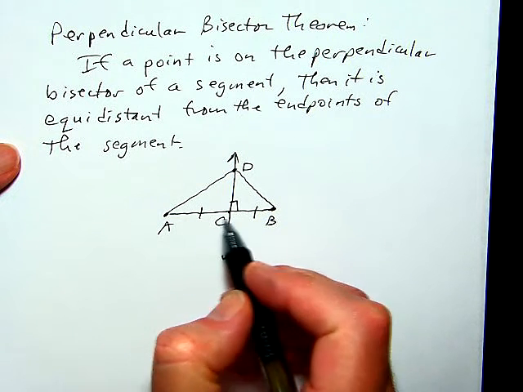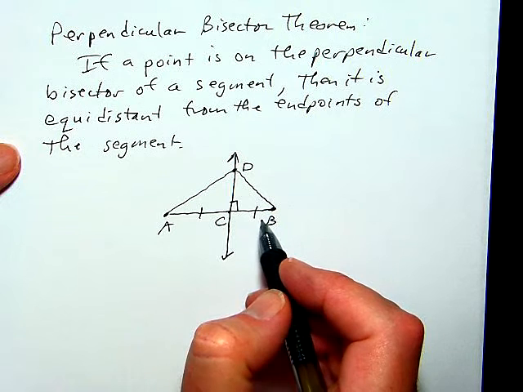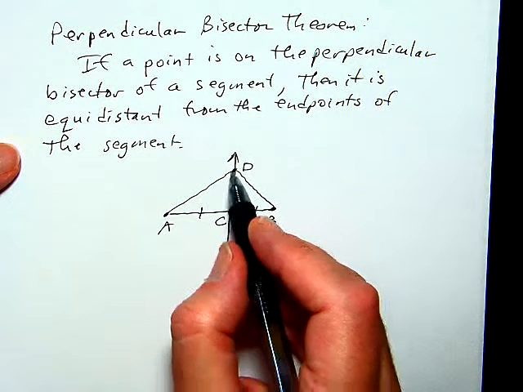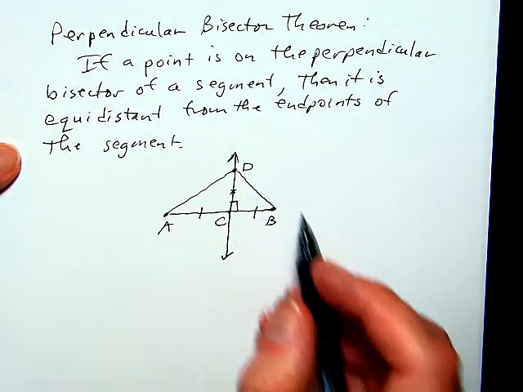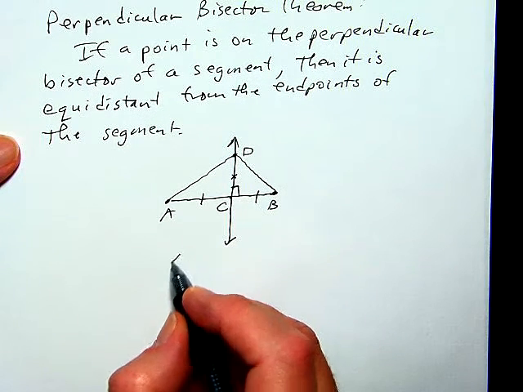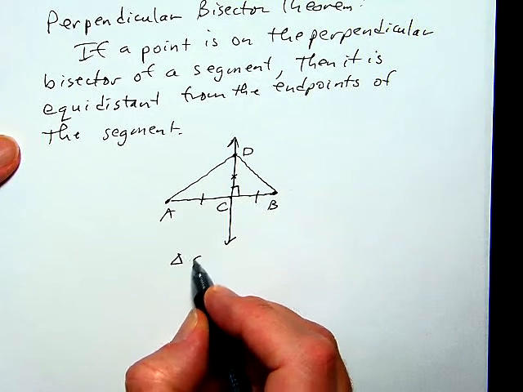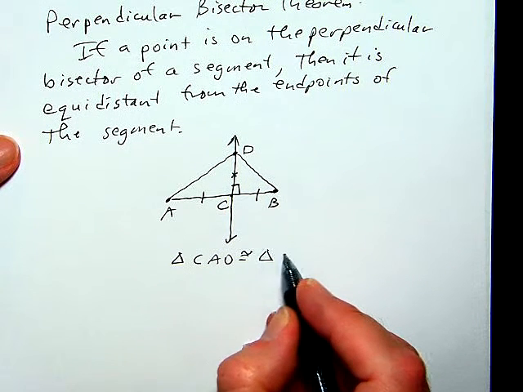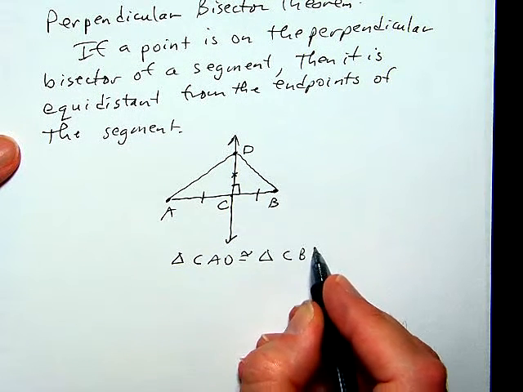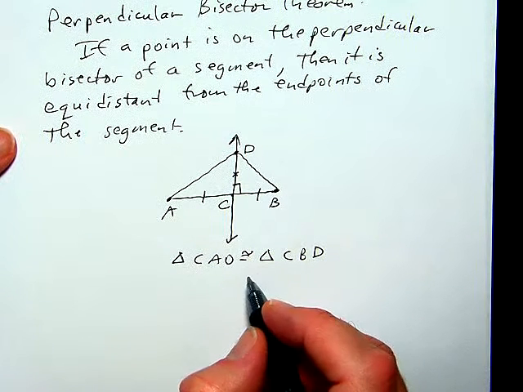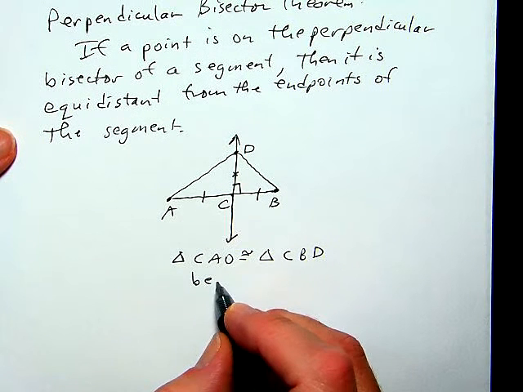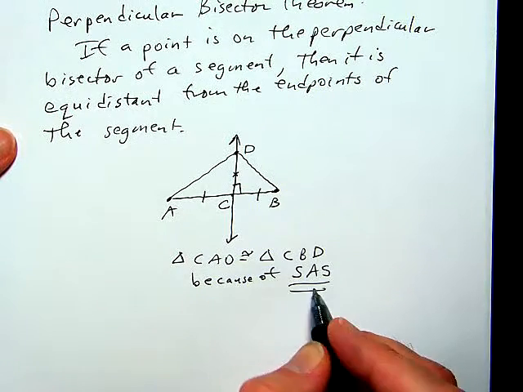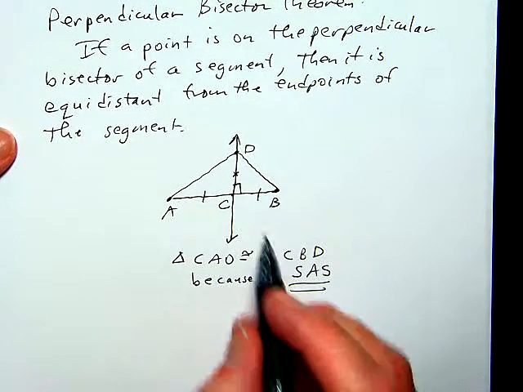Well, we know that AC equals CB because it's a bisector. We know we have a right angle. And we know DC is congruent to itself. So we actually have the congruence statement that triangle CAD is congruent to triangle CBD because of side angle side. Okay, and that's because AC is congruent to CB.